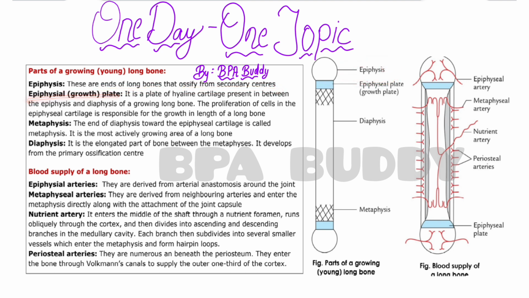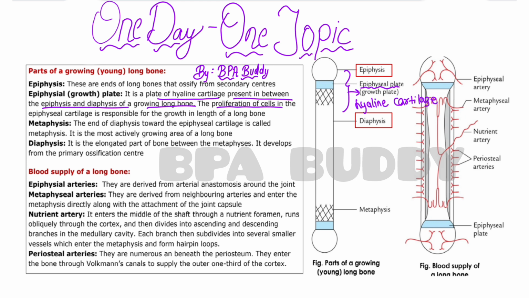Then the epiphyseal plate. The epiphyseal plate is also known as the growth plate. It is a plate of hyaline cartilage present in between the epiphysis and diaphysis of a growing bone. This is our epiphysis. This is our diaphysis. The epiphyseal plate lies in between both of them. It is made up of hyaline cartilage.